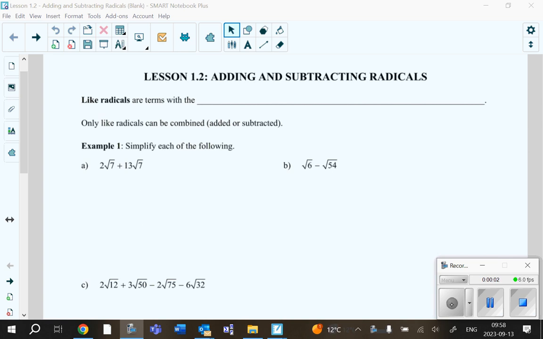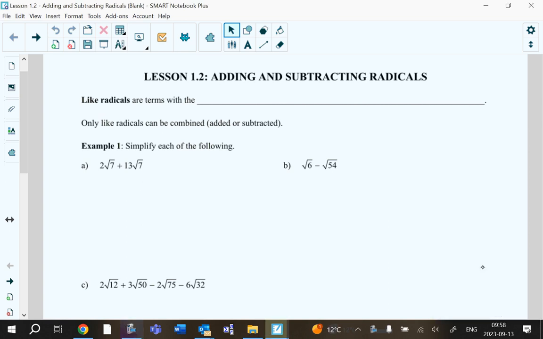Adding and subtracting radicals. You don't have to write this down, but I'm just going to ask you a couple of questions.